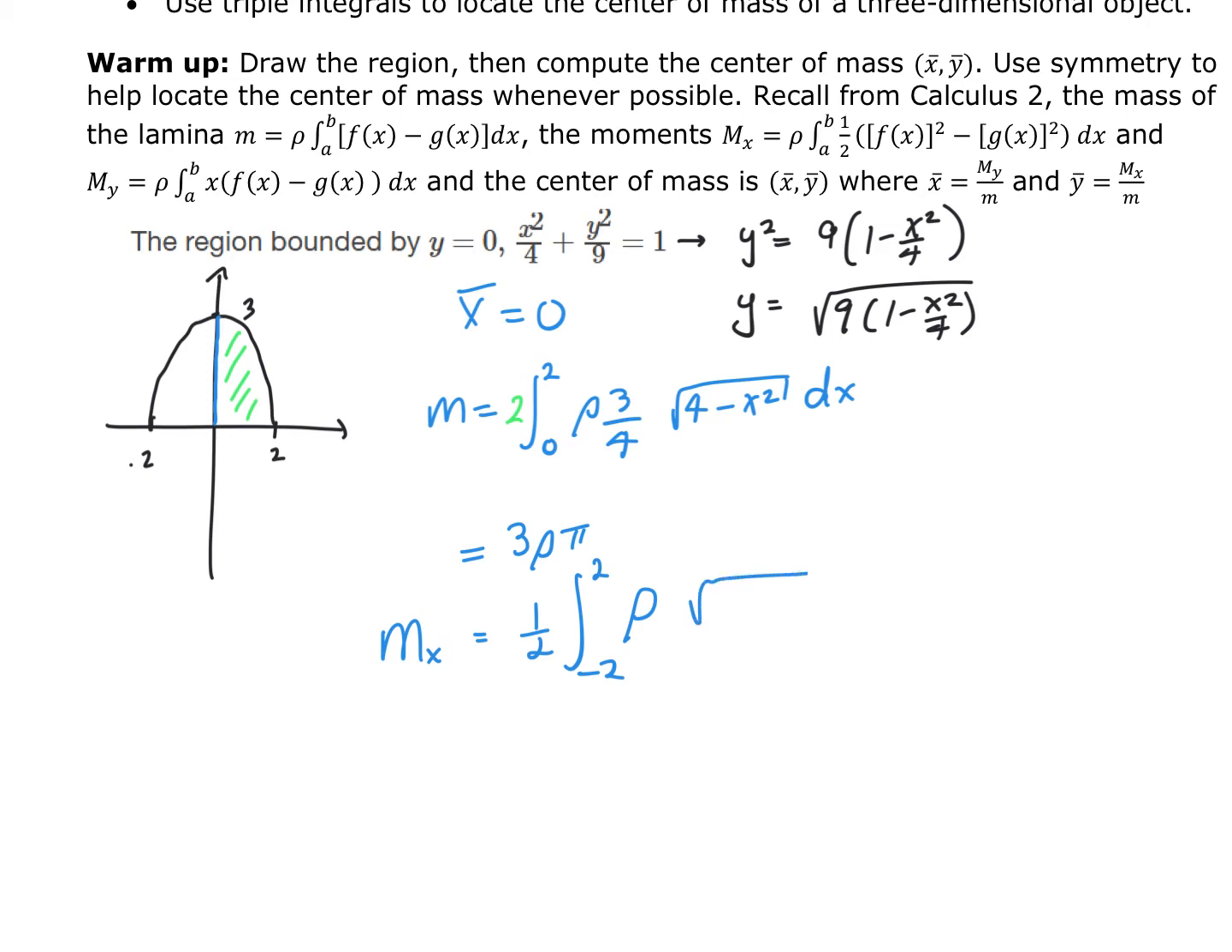Well, my upper function is 4 minus x squared still, and it's squared. And then minus my lower function, which is 0, so we don't have to worry about that part. And then dx. And then what I end up having for this is 12 rho. Now, notice we make the assumption that our density is constant throughout the lamina. So it doesn't really matter what rho is.